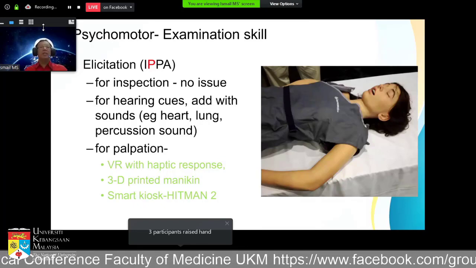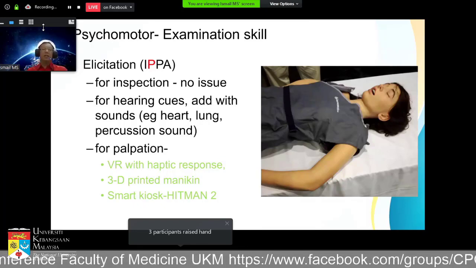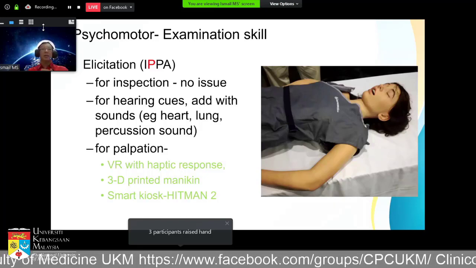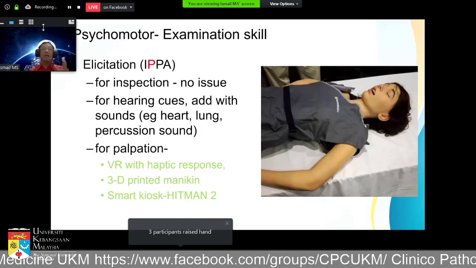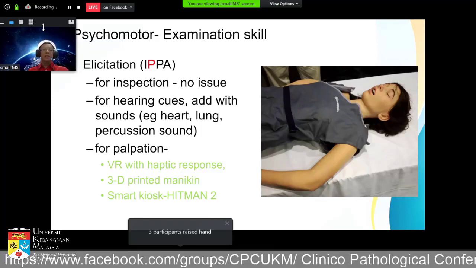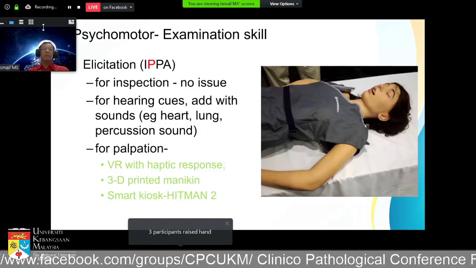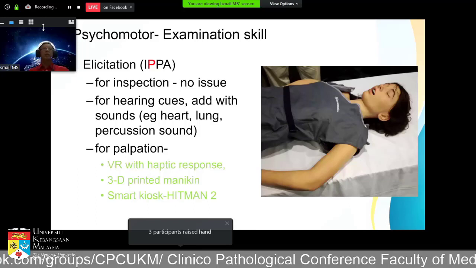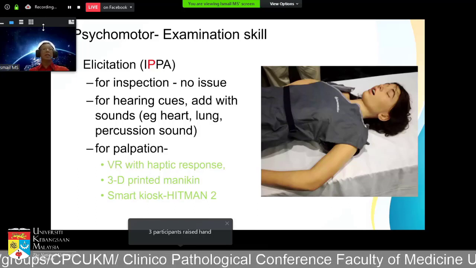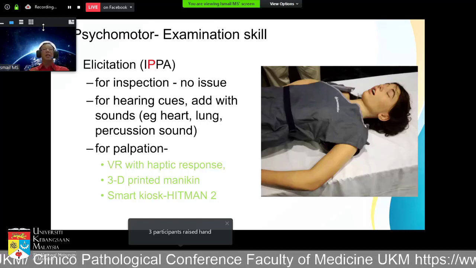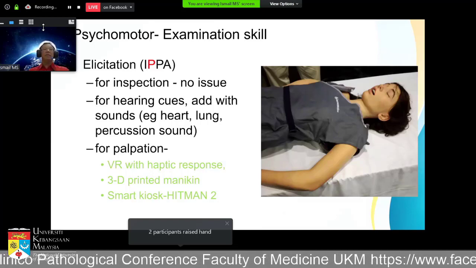But for palpation, this is actually the challenge. How do we give students something to palpate? Because on the computer, you can only palpate the hard casing of the computer. Now, there are certain things which are still in progress. We have VR with haptic response that, if available, will help us with some examinations, for example, doing abdominal palpations, doing a VE and so on. It has that haptic response to give them responsive feedback.